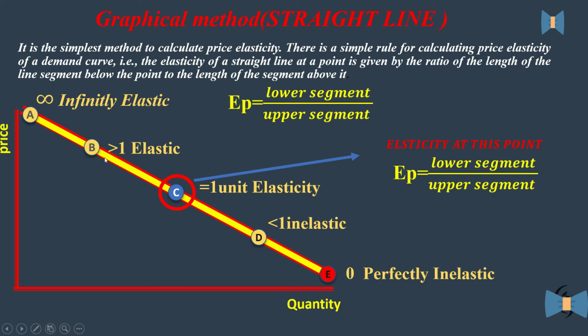At point B, it is greater than 1, that means elastic. At the center, it will be unit elastic, and below it, it will be less than 1, that means inelastic. At the intersection of the x-axis, it will be perfectly inelastic, that means elasticity is 0. We can calculate the elasticity at any point by using this method, lower segment divided by upper segment. By using this method, we can say whether the good is elastic or not.